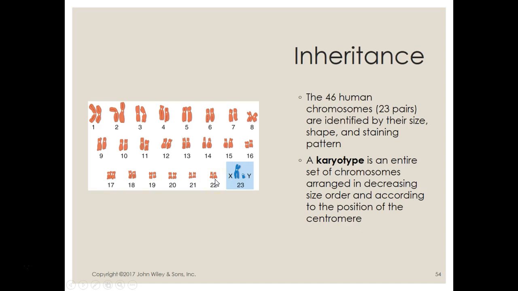Now, these are what are called autosomes, because these are the chromosomes that contain the genes for making the human and doing everything that the human needs to do. So autosome, auto meaning self or of the body. That 23rd pair is not arranged by size and shape because they're very different. These are your sex chromosomes.